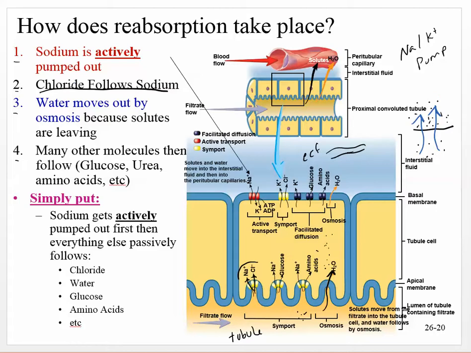So sodium is actively pumped out, chloride follows sodium, water moves out by osmosis because solutes are leaving, and then there are these other ones, the glucose, the urea, the amino acids. Those are also always kind of leaving. Okay, so this is happening at the same time, but it's really triggered by this active pumping out of sodium. Okay, so simply put, sodium gets actively pumped out first, then everything else passively follows. Okay, chloride, water, glucose, amino acids. I have some things named there.